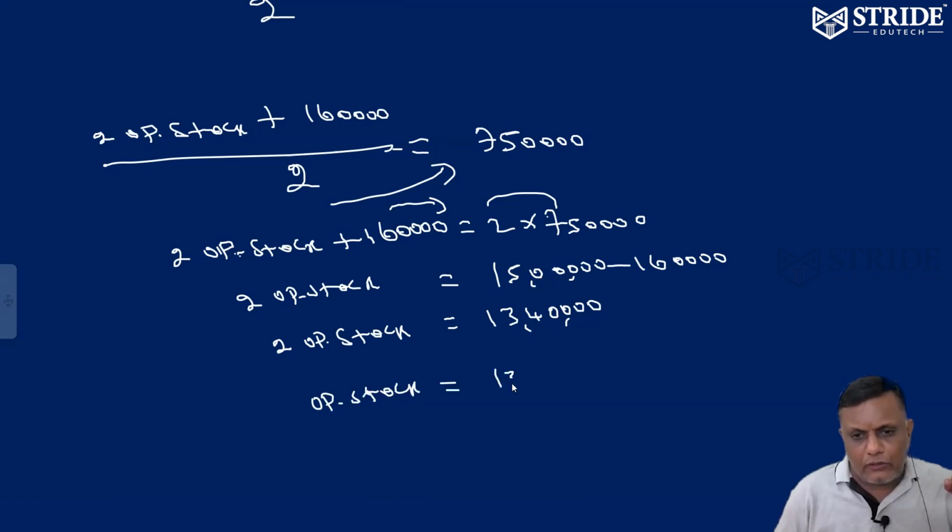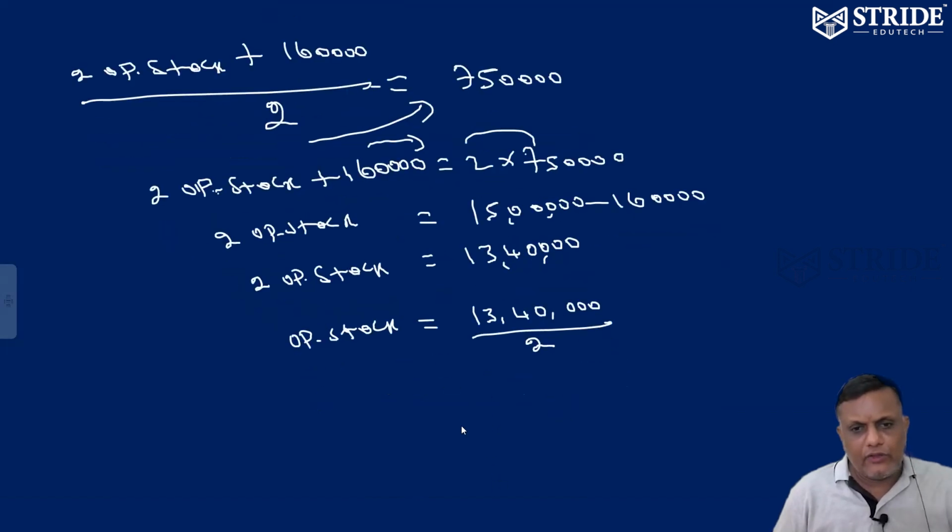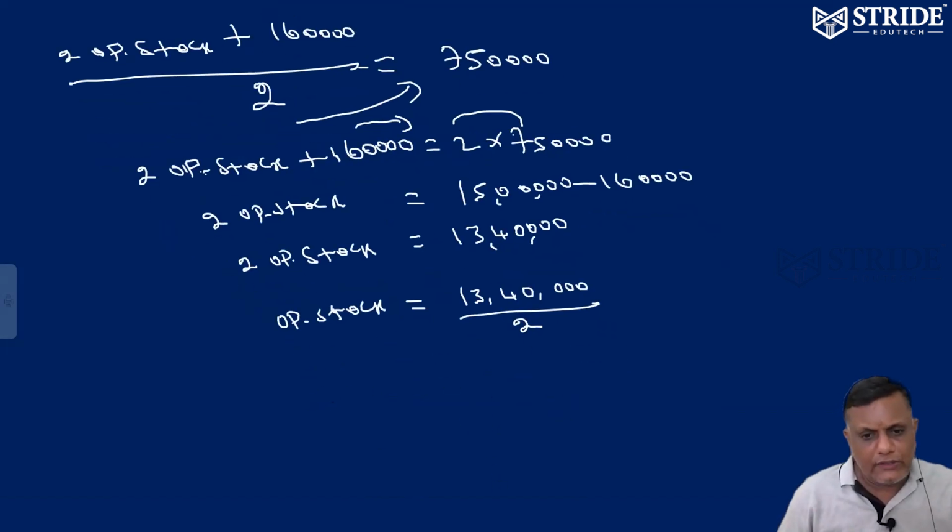Opening stock is equivalent to 13,40,000 by 2, which is going to be 6,70,000. So 6,70,000 is the opening stock.